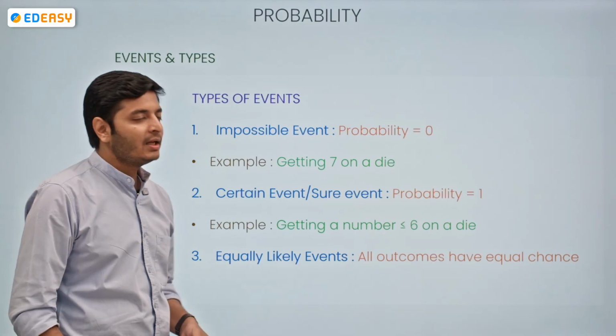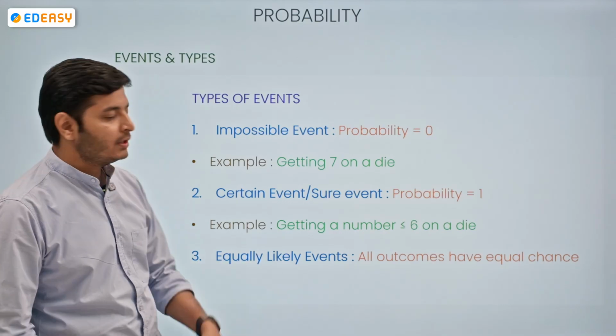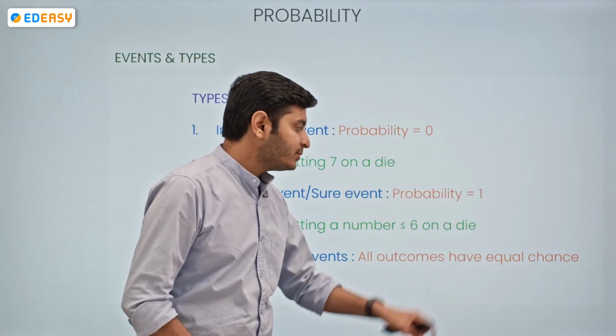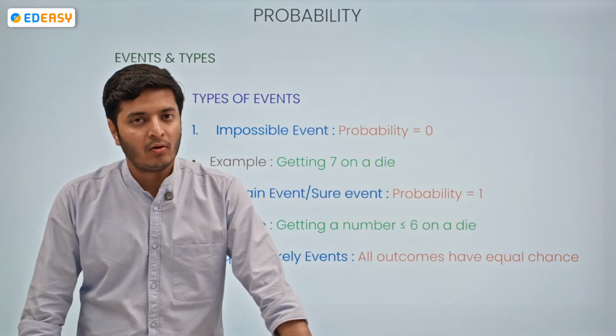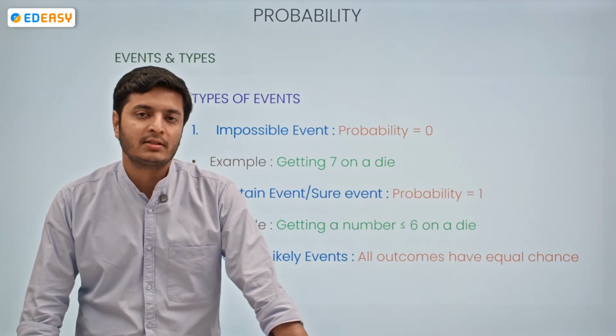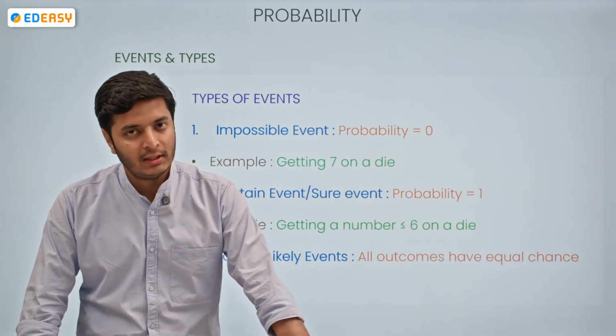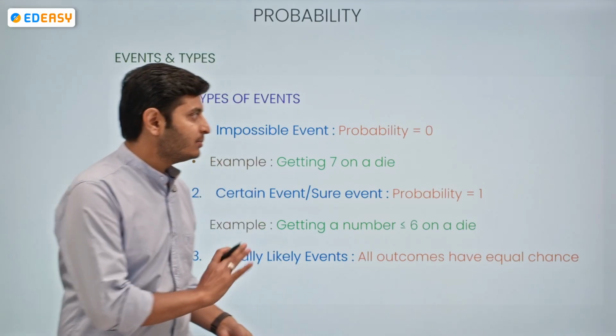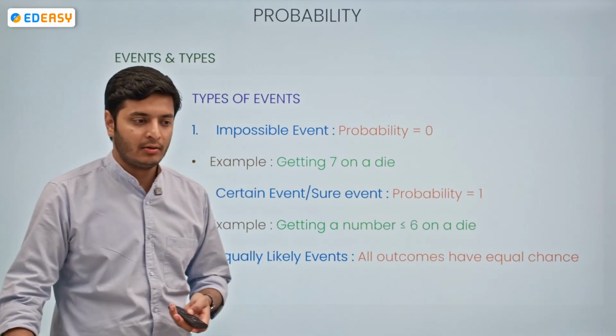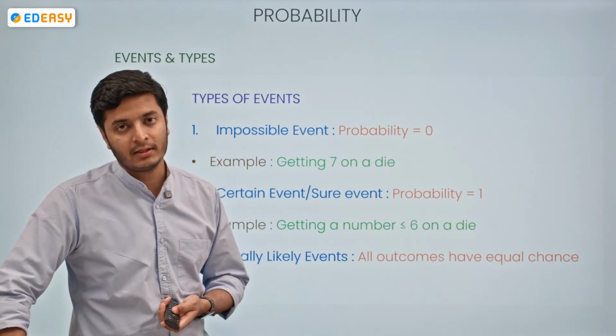Now, equally likely events. What are equally likely events? All outcomes have equal chances. When all the outcomes have equal chances, then we are going to call them equally likely events. So these are some terminologies that you must know. We are going to use them very frequently.